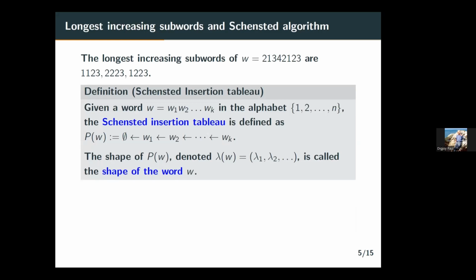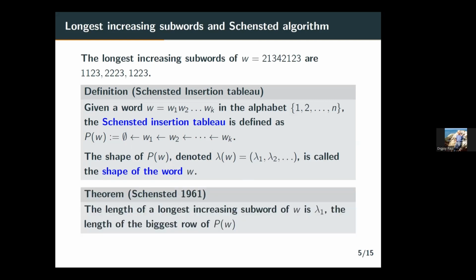This Schensted algorithm takes a word as an input, and by an algorithm, which I will explain in the next slide through an example, it inserts the letters into the empty shape, and the resulting object is called a semi-standard tableau, and the shape of that tableau is called the shape of the word. And in 1961, he proved that the length of the longest increasing subword is the length of the biggest row of the tableau obtained from the word.